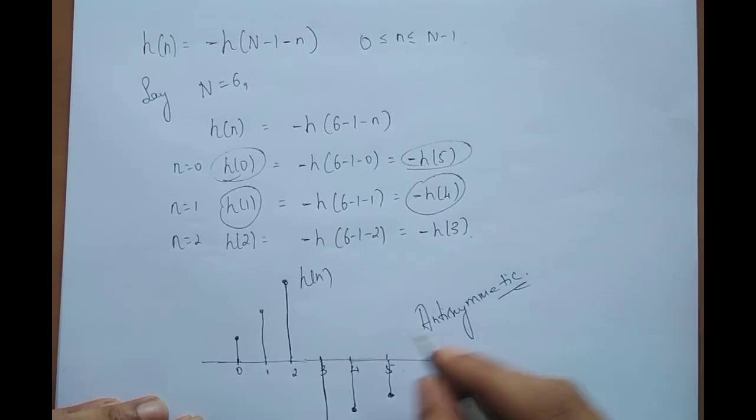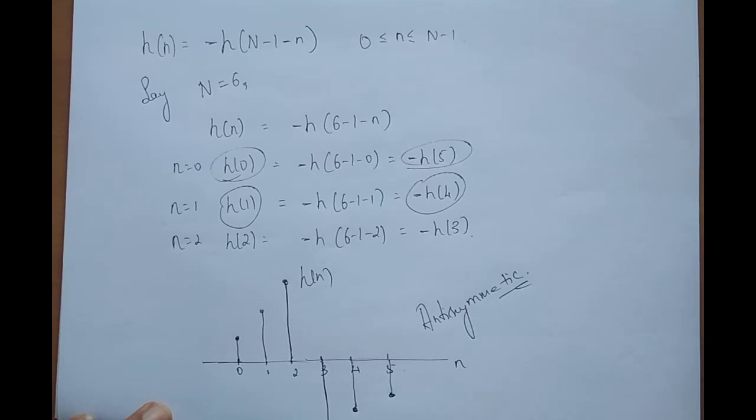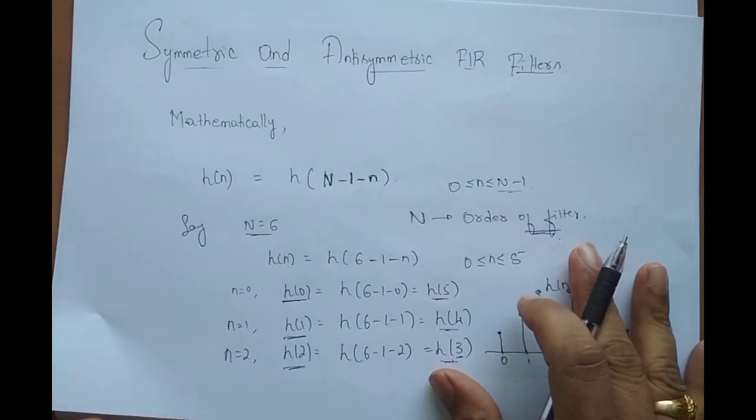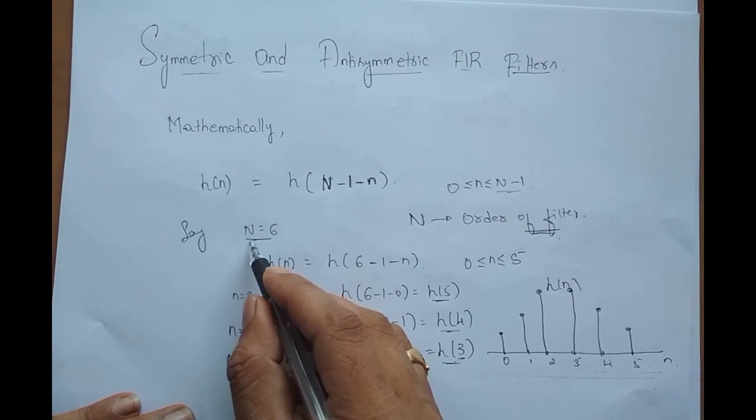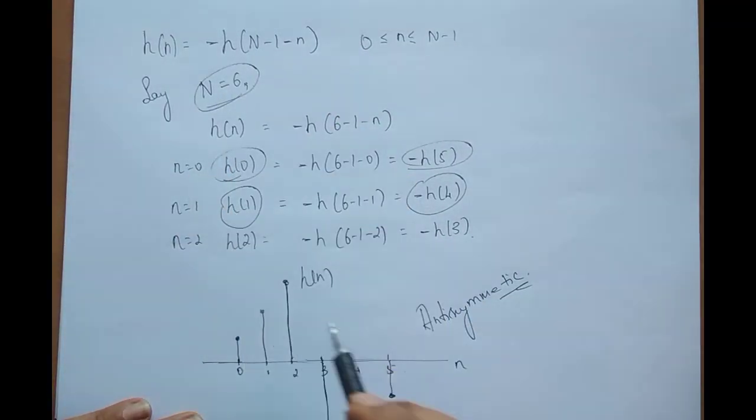The shape of the impulse response resembles antisymmetric structure, so that's why it is an antisymmetric FIR filter. So the example which I have given here for symmetric, I have taken N as 6. For antisymmetric, I have taken N as 6 as well.